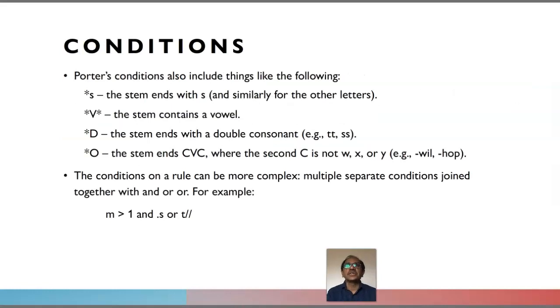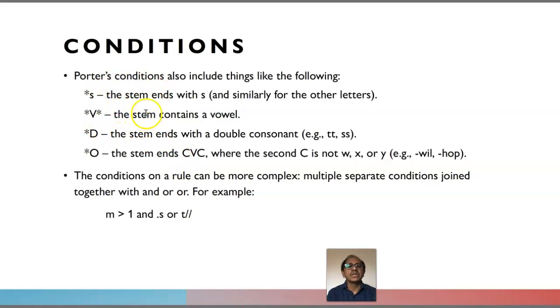In addition to rules, there are conditions. Potter's conditions include things like the following. Like the stem ends in S, or the stem contains a vowel, or the stem has a double consonant, D, like TT, SS, etc. Or the stem ends in CVC, the star-O condition, where the second C is not W, X or Y. That means it cannot be words like will or hop. So these are the conditions on a rule.